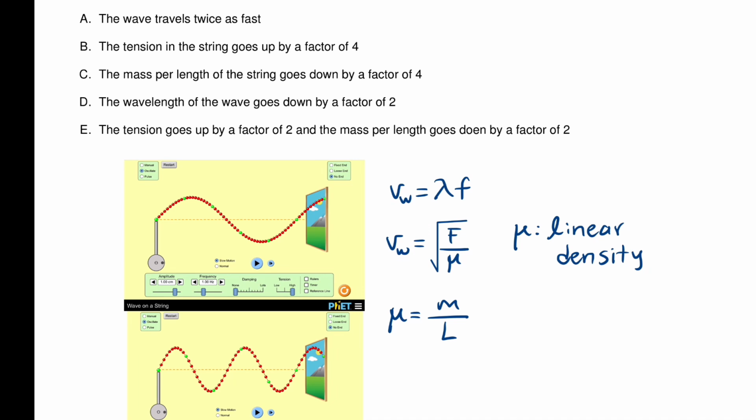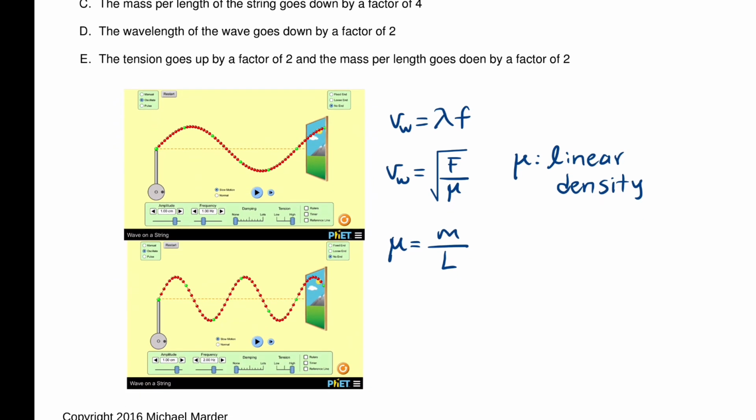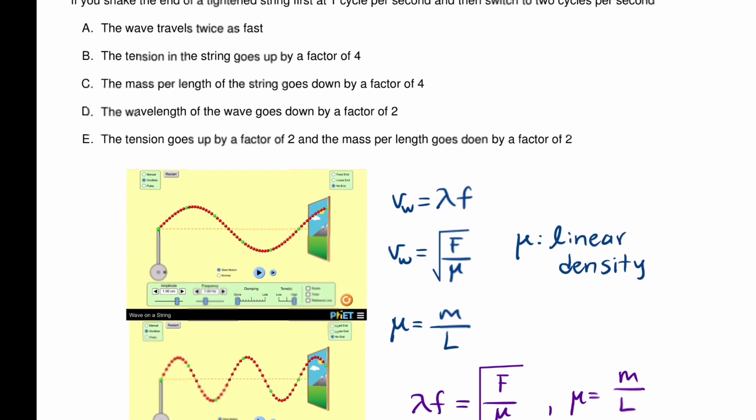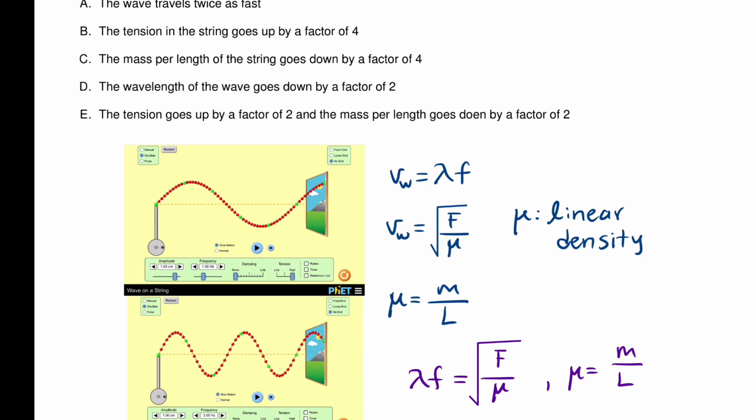All right. So the wave travels twice as fast. Now I'm going to write these two as equal to each other because they are. So if the speed goes up by 2, twice as fast, that means one of these two has to increase by a factor of 2. And the way to do that is by changing one of these two.